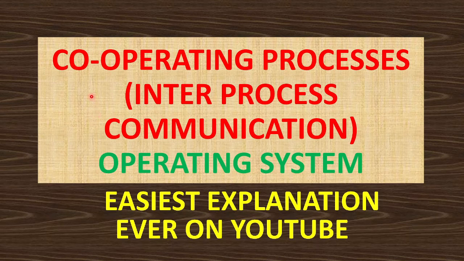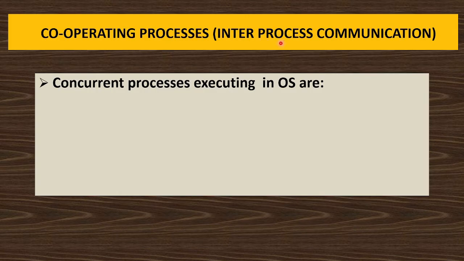Hello everyone. Today we are going to learn about cooperating processes, that is inter-process communication under operating system. So cooperating processes or inter-process communication happens when there are concurrent processes executing in operating system. What is the meaning of concurrent? Meaning many processes are executing simultaneously at the same time inside the operating system.